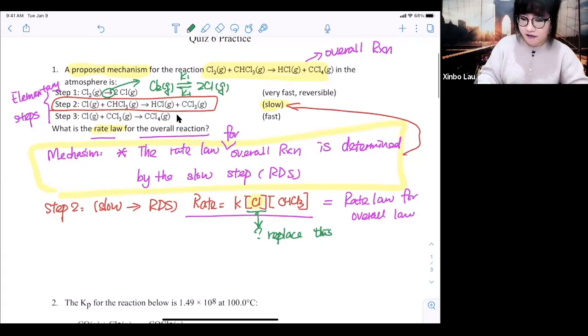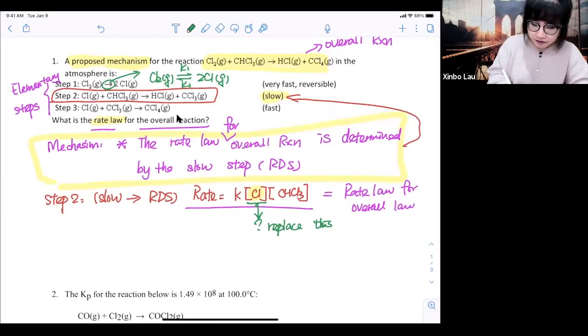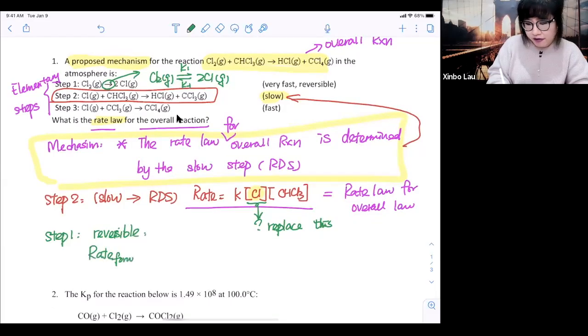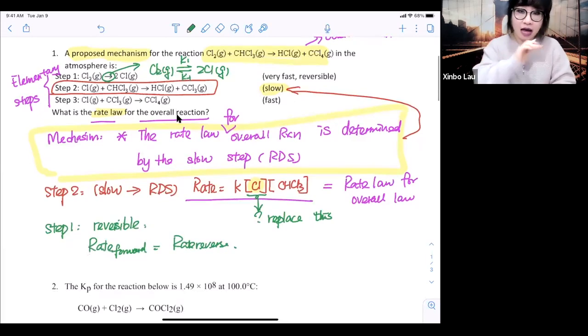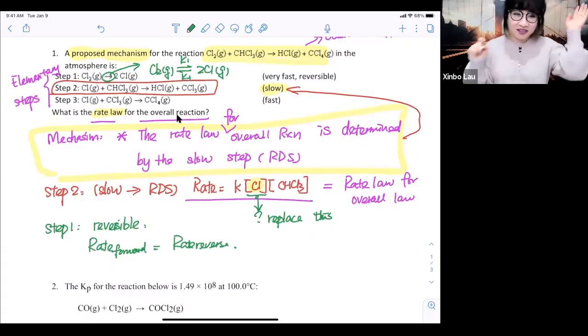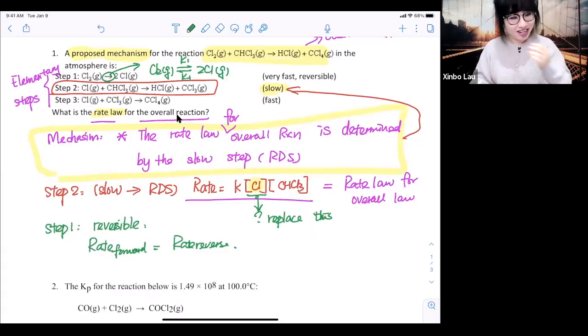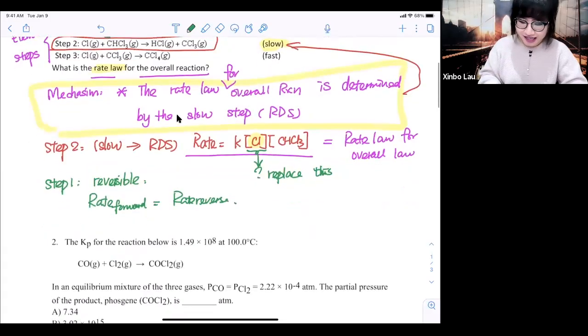Now I have that information for step 1. Since it's reversible, which means we'll reach equilibrium, I have this equal relationship: the rate of the forward reaction equals the rate of the reverse reaction. Now I'd like to ask someone to help me write down the rate law for the forward direction for step 1. Who wants to volunteer? You have the power to turn on your mic, or if you're already telling me the answer, that's awesome too.